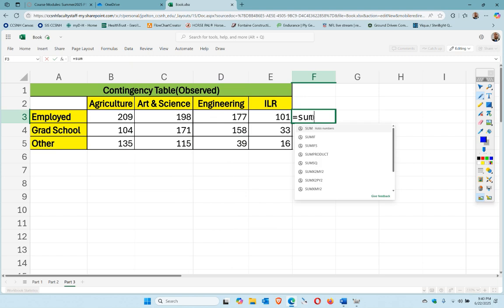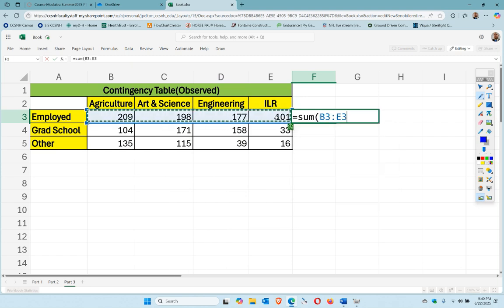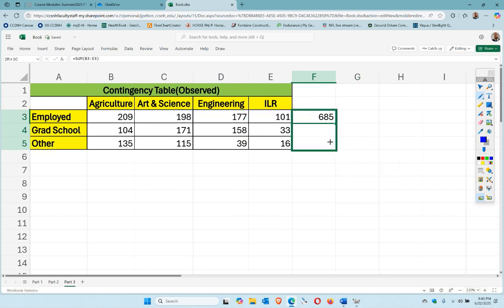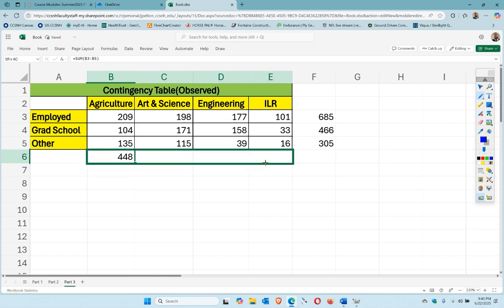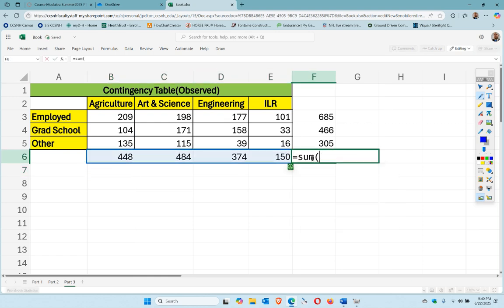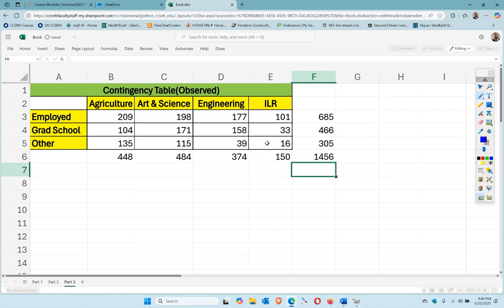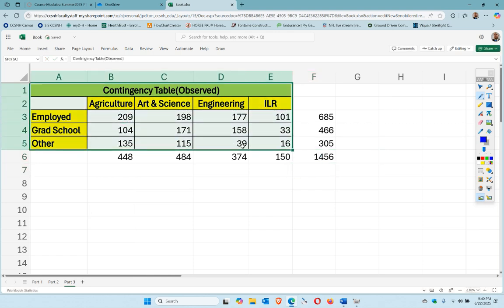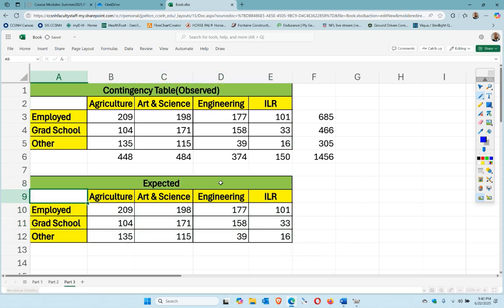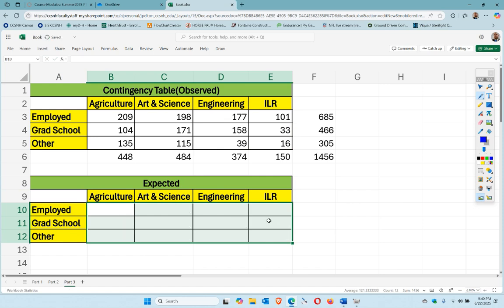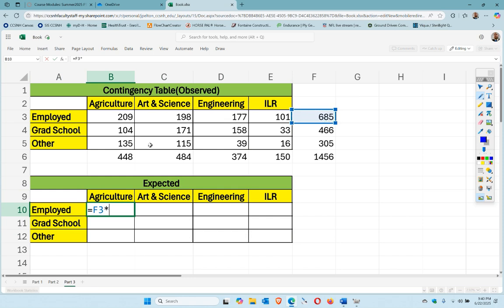All right, so the sum of these ones, drag it down, and the sum of these ones, drag it over, and then the grand total of all of those. Okay, so we're going to take this, copy, paste, and we'll put expected here, delete all those, highlight, hit delete, right? Remember the formula? It's the same as before, right? Row total times column total divided by the grand total.